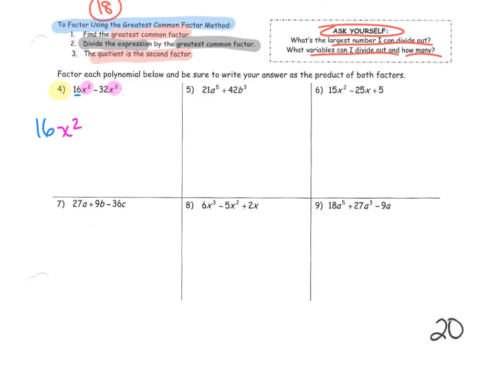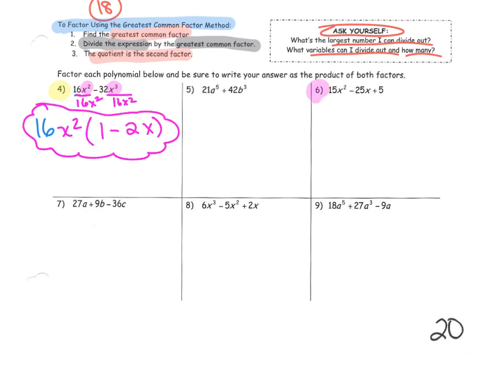Okay, so I'm going to divide everything out by 16x squared. So here I'll be left with 1, because 16x squared divided by 16x squared is 1. 32 divided by 16 is 2, and then x cubed divided by x squared is x. So that's factoring out using the GCF. You guys can try 6, and I'm going to do question 9 with you.